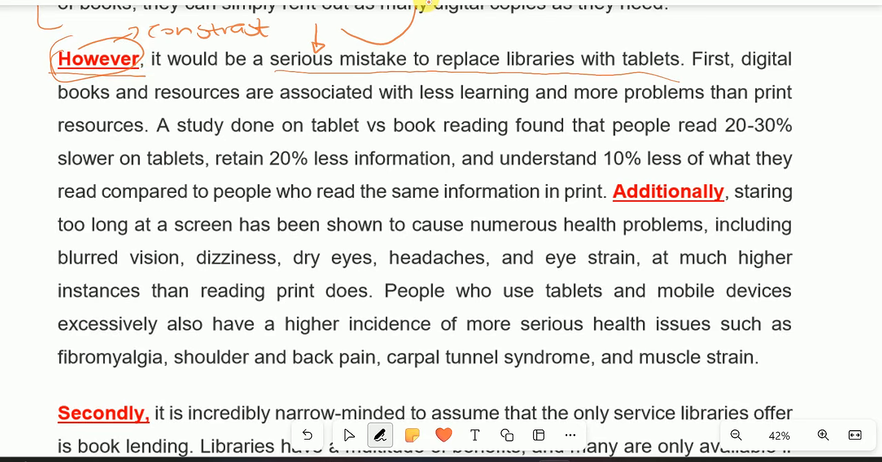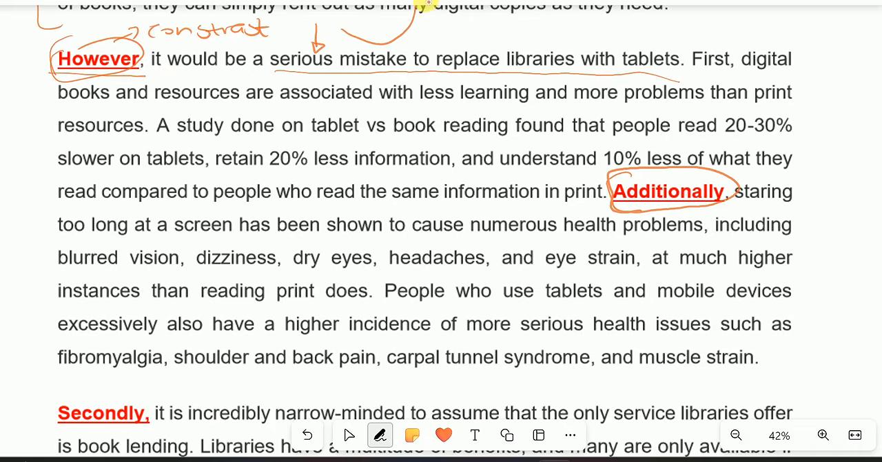First, digital books and resources are associated with less learning and more problems than print resources. A study done on tablet versus books reading found that people read 20 to 30% slower on tablets, retain 20% less information, and understand 10% less of what they read compared to people who read the same information in print. These are the arguments as to why we must not do away with libraries. And then because this individual had more ideas, more substantiation to these arguments, they now introduce what? A logical connector that is used to do what? To reflect that the ideas are still what?